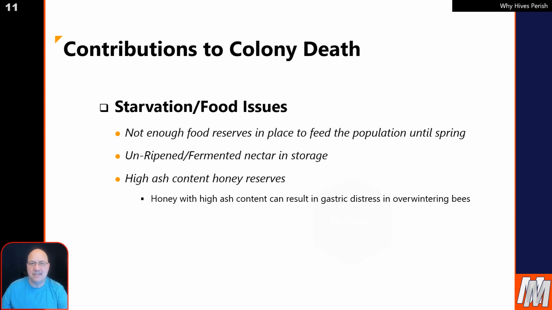Additionally, it could be pointed out that some nectars collected by bees may have the characteristic of a high ash content, which bees really don't overwinter well on because it can lead to gastric distress. In some regions where it's known that fall forage provides high ash content nectar, beekeepers may change the colony's behavior by feeding them sugar solutions so they don't store that nectar. Now, this is generally not a problem in the mid-Atlantic region, but the truth is, it's dependent upon what your bees foraged on in the fall.